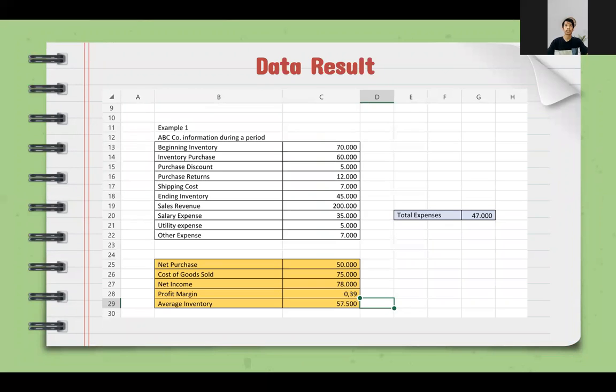So here is the data result. As you can see, the net purchase is 50,000, cost of goods sold 75,000, net income 78,000, profit margin 0.39, and the average inventory 57,500.